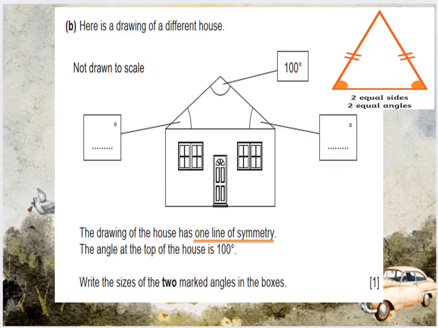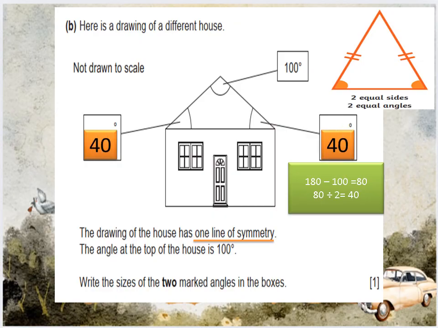If one angle is 100, and the sum of angles of any triangle is 180, so I would say 180 minus 100, so it will be 80. 80 divided by 2, because we said that the two angles are equal, each angle will be 40 and 40.